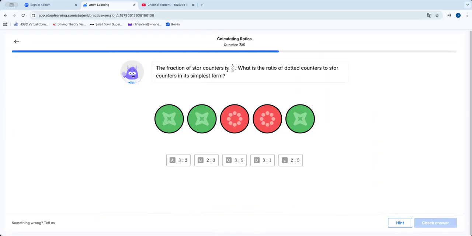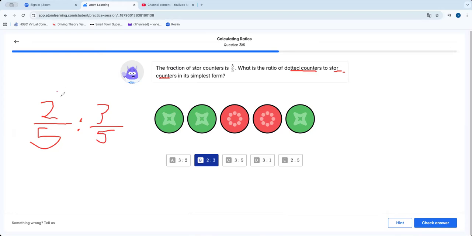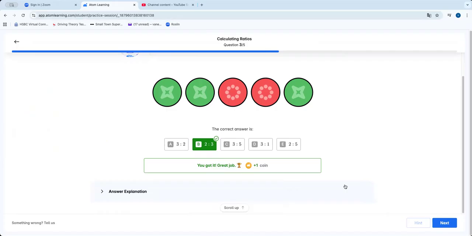The fraction of the star counters is 3/5. What's the ratio of the dotted counters to the star counters in its simplest form? So the dotted is 2/5 to 3/5, that would be 2 to 3. Because, as you see, it asks us dotted counters to star counters, so that means it's dotted to star. So 3/5 is stars, so something plus 3/5 equals 1, which is 2/5. So 2/5 first, as it asks in the question, to 3/5. And we always take the numerators, so 2 to 3. So I'm going to say it's going to be B. And that's correct.